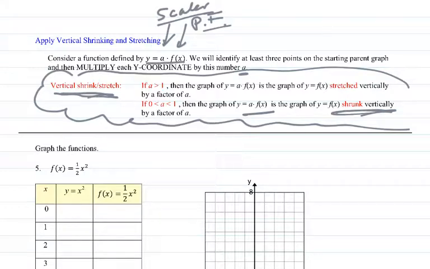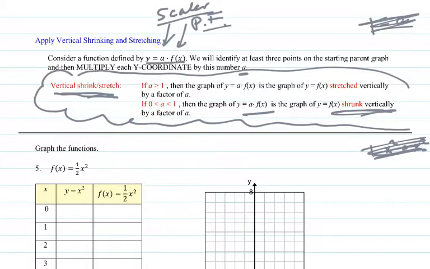I also want to point out that based on these non-inclusive less than or greater than signs, we don't ever look at what happens when a is equal to 1. And that makes sense because if a is equal to 1, 1 times x squared is just equal to x squared, and we would have just our parent function. So our scalar cannot be equal to 1 because then it's not really a scalar. It's not scaling it up or down. It's just the parent function itself.